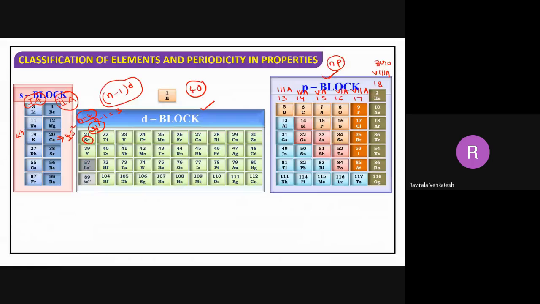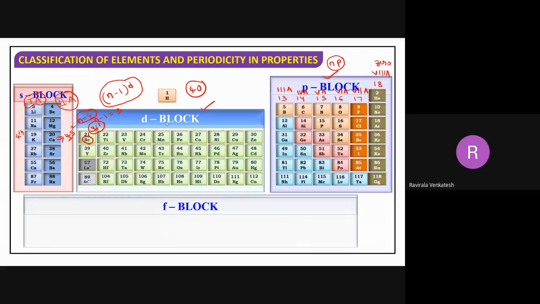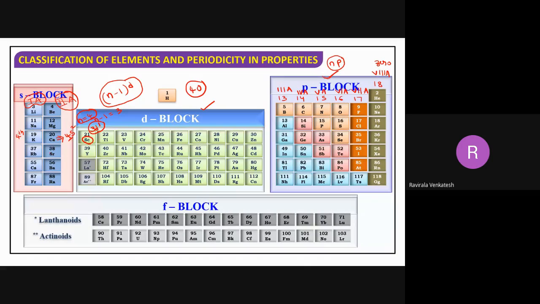These d block elements are placed between the S block and P block, right? Next, finally, we'll see the F block elements. In this case, the differentiating electron will enter the n-2 f orbital, n-2 f orbital. What is this n-2 f orbital? I will explain this one. Now, anybody, which period does lanthanide belong to?